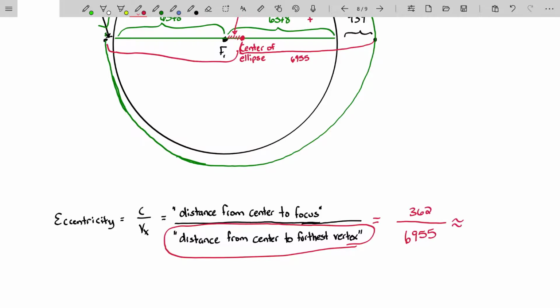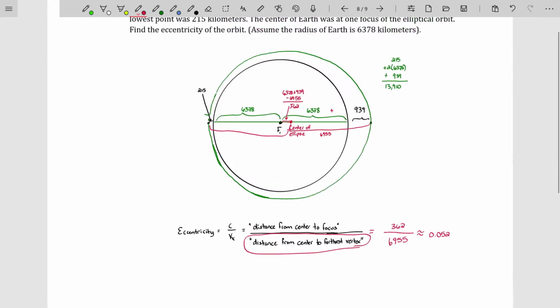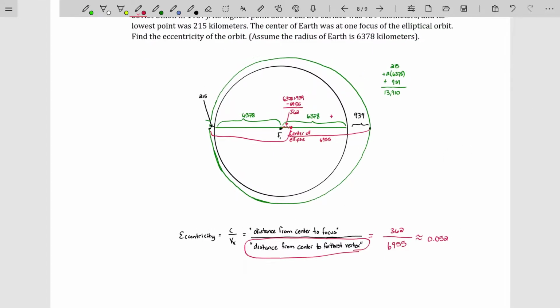And so we get that our eccentricity is actually pretty small. 6955 goes into that this many times, 0.052. I'll just do it around 3 decimal places. The closer to 0 it is, the more circular the orbit. So this is a pretty circular orbit for an ellipse, but there you go. That's all we really needed.